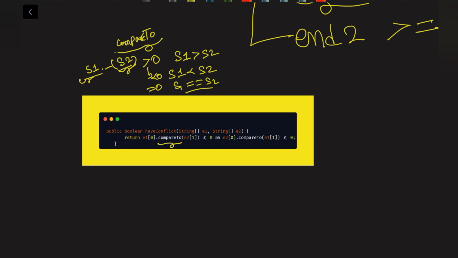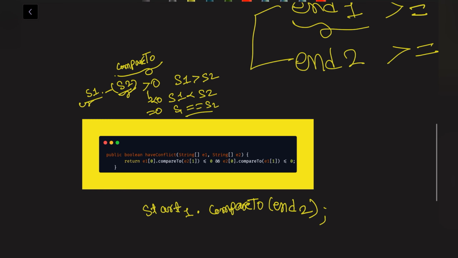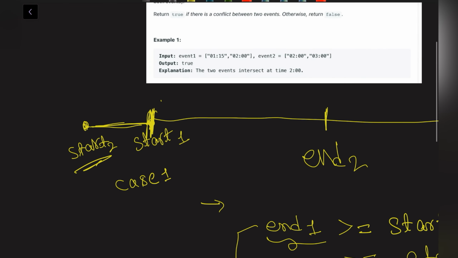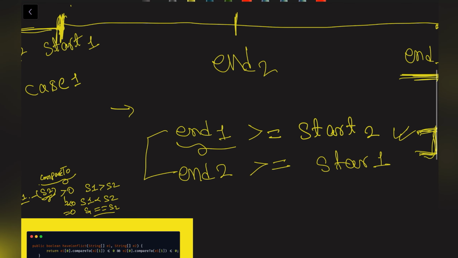This is what the compareTo function is doing in Java. So what we have done is, let me write it: starting of first match compareTo ending of second match. Let me erase this. Starting of first match dot compareTo ending of second match. So now check.